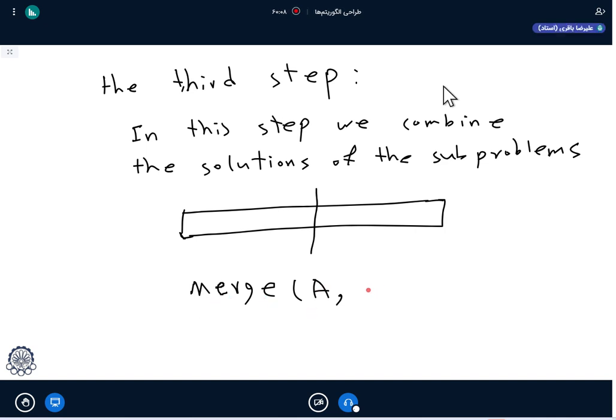So merge takes the two parts and combines them. We get as input to the merge algorithm array A, the first index, the middle index, and the last index. And this algorithm should combine the two parts. But how can we combine the two parts? It needs some explanation.